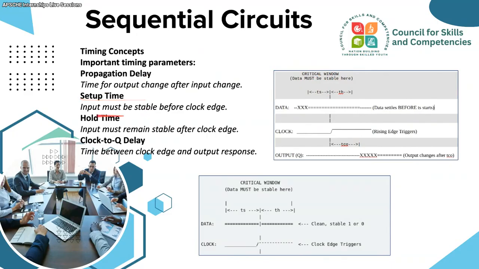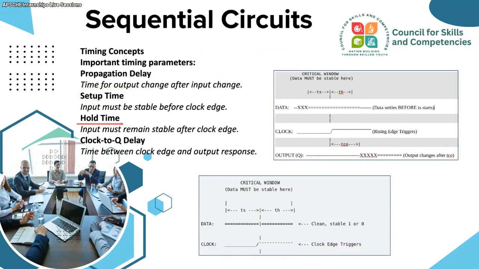Then setup time. What is the setup time? The input must be stable. I told you the transition will happen only during the clock edge. That means everything is going to change only through the clock edge. So when the clock edge is there, the input must be stable. Otherwise, how is it going to give the correct answer? So that is where the setup time comes in.